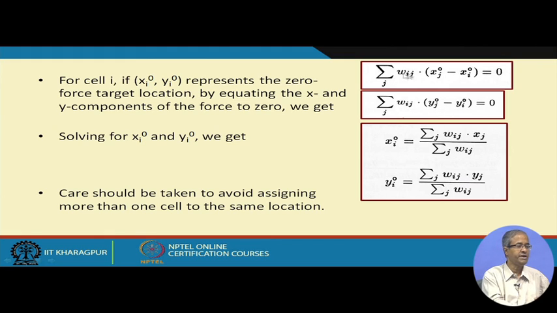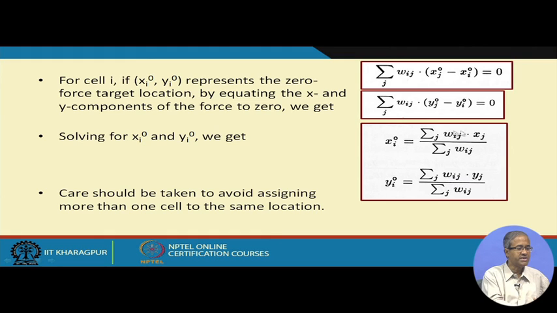So, if you equate these two separately to zeros, that means the net force along the x direction and along the y direction will be zeros. If you solve it, you get the value of xi0, where for xj0 I am writing xj, and for yi0 I am writing yj0.